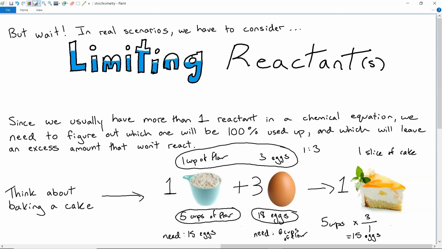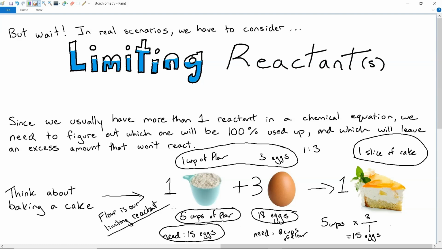I can see that I have enough eggs to use up all of my flour, because I have 18 and I only need 15. But if I wanted to use up all of my eggs, 18 eggs, I would need 6 cups of flour. And this means that flour is our limiting reactant. Right? Because the amount of cake I can create is totally dependent on how much flour I have, because it limits the amount that I can create. The amount of eggs that I have, I could say, is in excess. So this is my excess reactant.